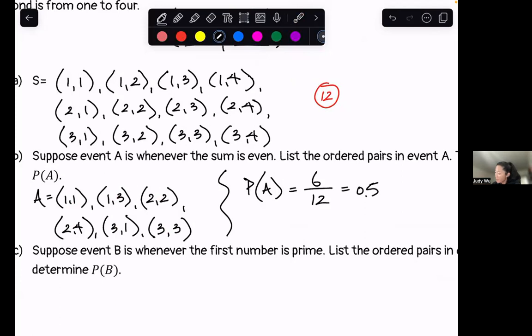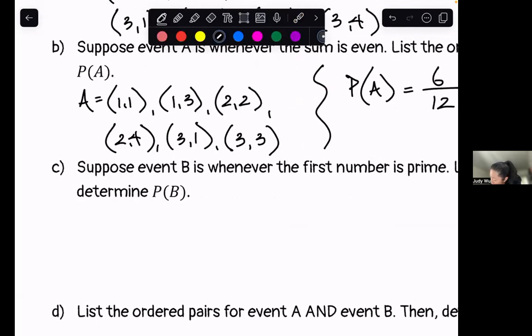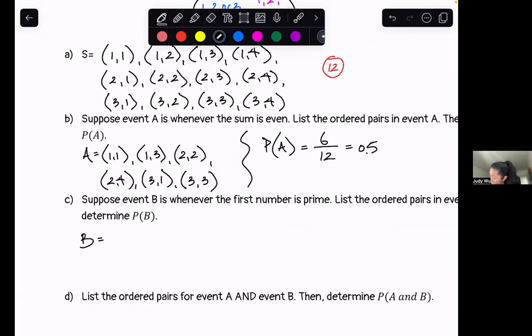Let's take a look at part C. It says, suppose the event B is whenever the first number is prime. List the ordered pairs in event B, then determine the probability of B. It's going to be very similar to A, except we're listing different things. This time we want to know when that first number is prime. It turns out 1 is not a prime number. Prime numbers are like 2, 3, 5, 7, 11, so any numbers that just have 1 and that number as their factors. So let's list all the ones that are in event B, where the first number is prime.